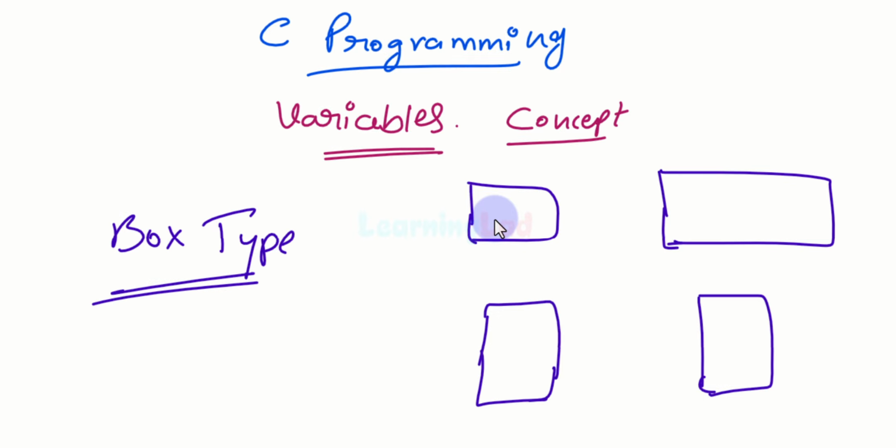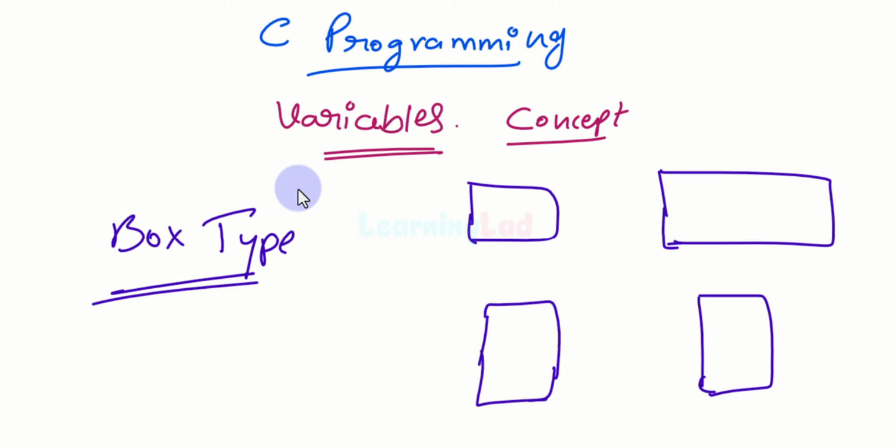At the same time, we can't store the shoe of an adult in a box which is designed for storing the shoe of a kid, because the shoe of an adult is larger than the box designed to store the shoe of the kid. So just think about it, visualize it, understand that there are different types of boxes, and in every box we can store a certain type of item.